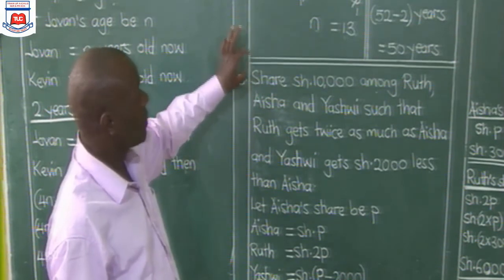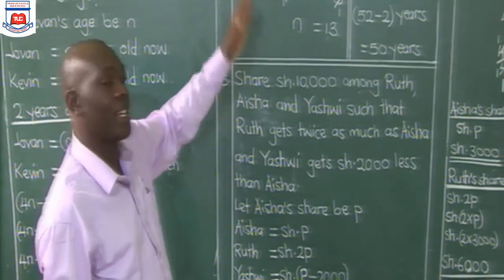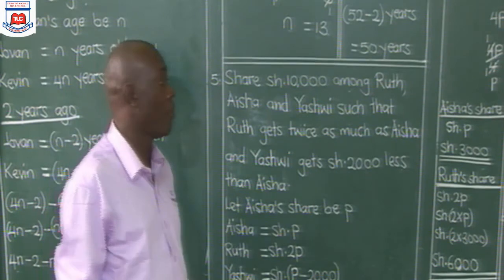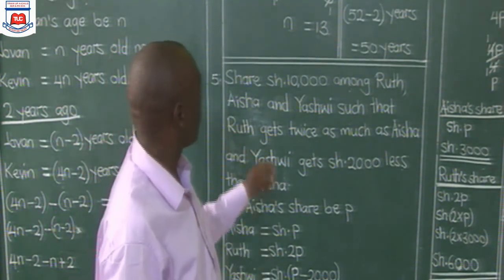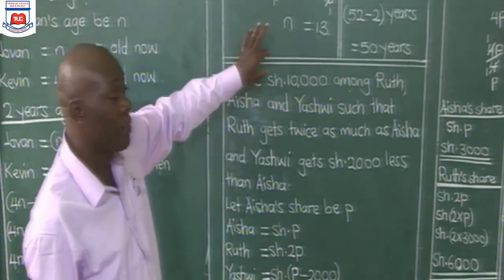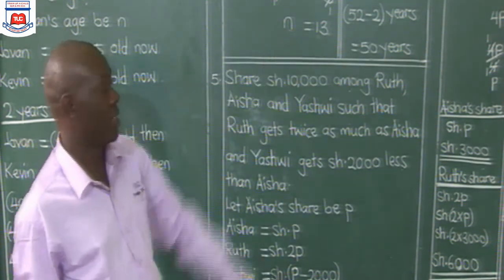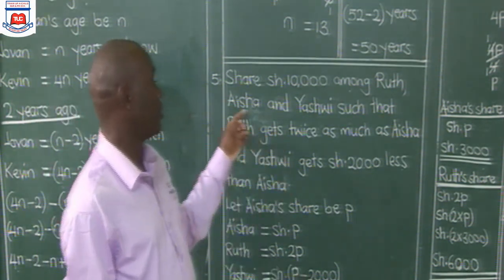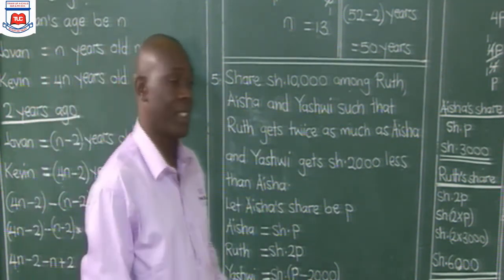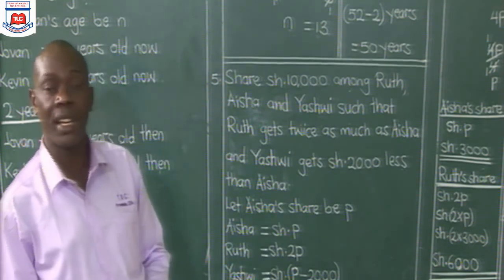So, don't expect any other question when you see the word share. Give them. It's the same as how much money does each get. So give to 3 people. Remember, the amount of money that's going to be shared in total is 10,000 shillings, to be given to 3 people, that is Ruth, Aisha, and Yasri. Are they getting an equal share?